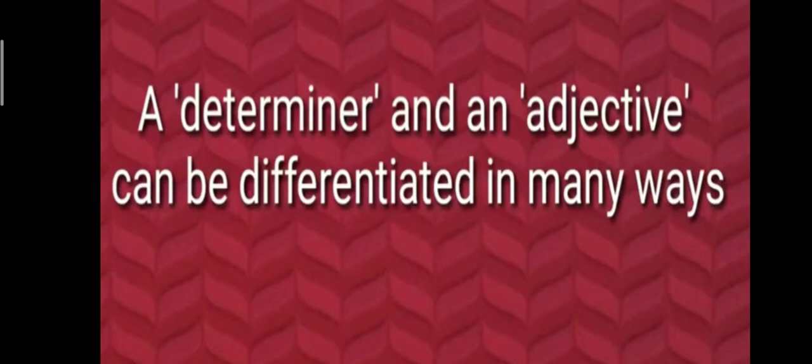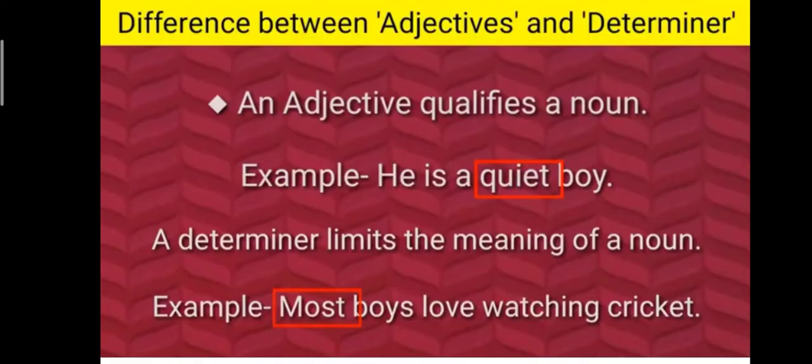A determiner and an adjective can be differentiated in many ways. Look at the first difference. An adjective qualifies a noun. It means it tells the quality of the noun. He is a quiet boy. Here, the word quiet is telling us the quality of the boy, that he is quiet, peaceful, right? Whereas in the other example, most boys love watching cricket, the word most is limiting the noun. It is not telling the quality of the noun. That's why this is a determiner.